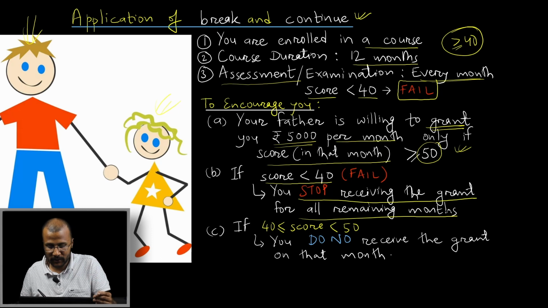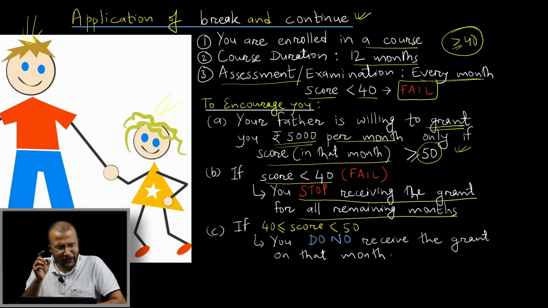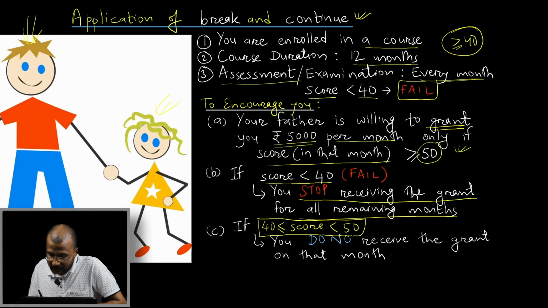Let's say in the 4th month, you score marks less than 40. That means starting that month till the 12th month, you will stop receiving the grant of 5,000 rupees. Okay, so this is the checkpoint, and your father is being a bit lenient here. If somehow you happen to score between 40 and 50, greater than or equal to 40 and less than 50, then you do not receive the grant for that particular month.